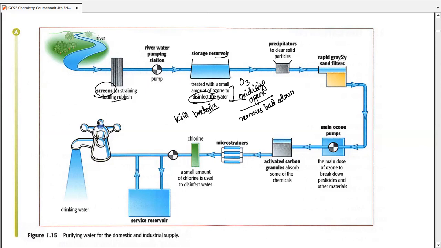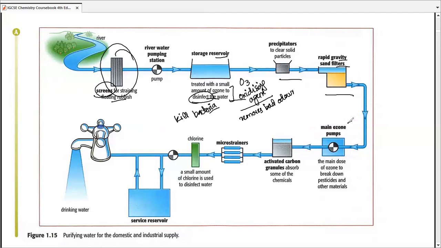Then we have rapid gravity sand filters. Again, they filter out all the solid particles. We're consistently filtering out the solid particles, bigger ones over here and the smaller ones over here. Make sense? Why? Because the smaller ones usually pass the screens. But then precipitators and rapid gravity sand filters are able to remove them.